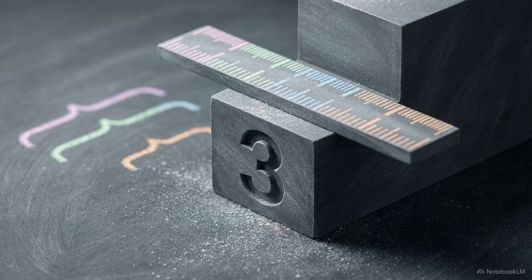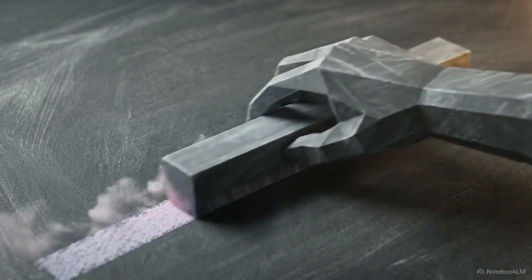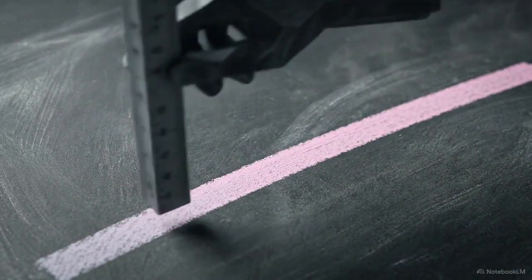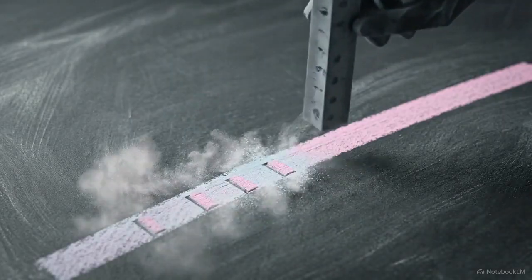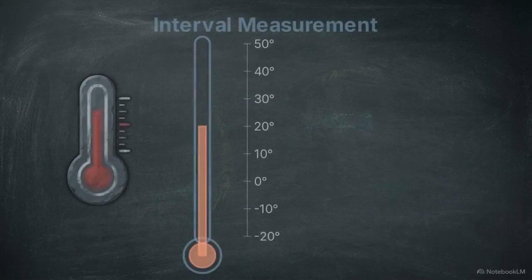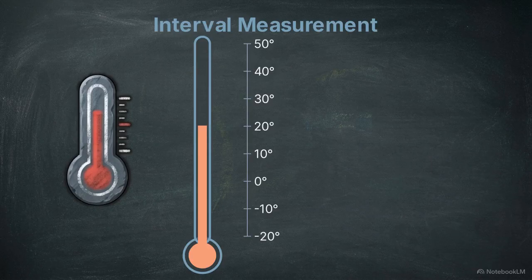It inherits rank from the ordinal level, but finally introduces uniform, numerically equal distances between values. This guarantee of equal spacing is a major upgrade. It authorizes researchers to meaningfully add and subtract data points. This Celsius thermometer graphic is the classic example of interval measurement. The jump from 20 degrees to 30 degrees covers the exact same physical distance as the jump from 30 degrees to 40 degrees. However, interval data still has a defining limitation.